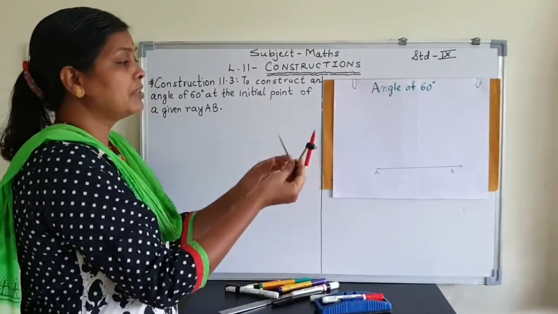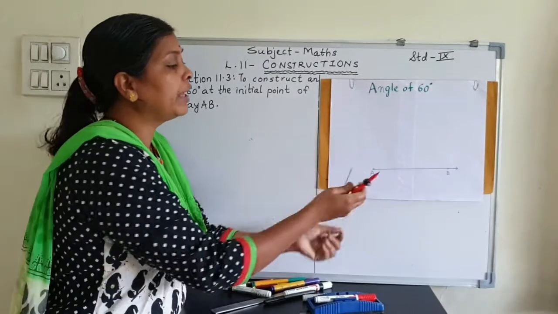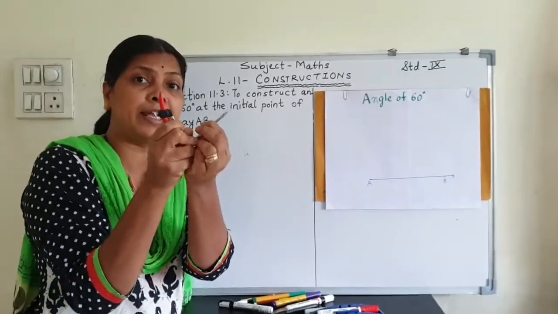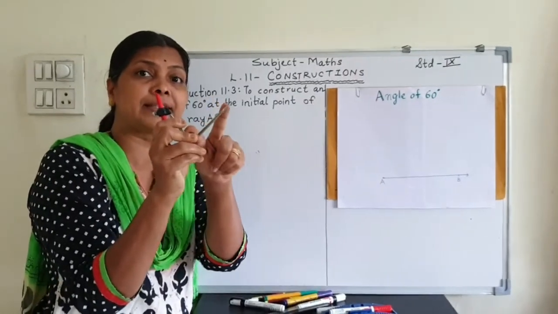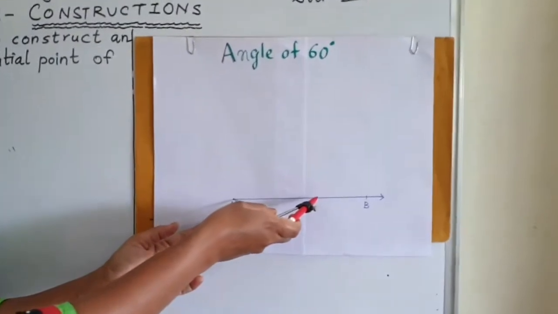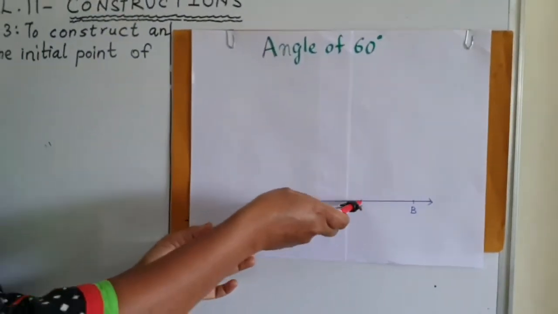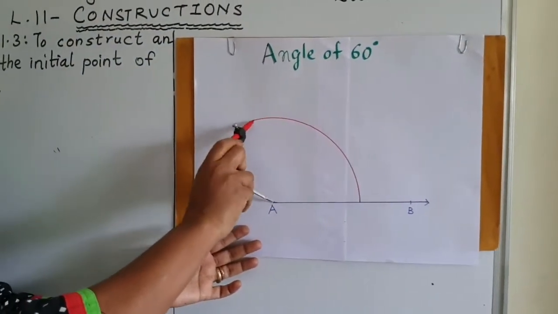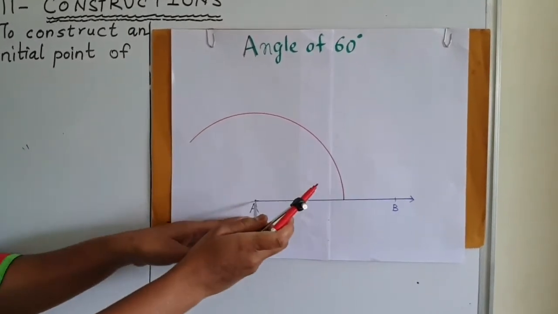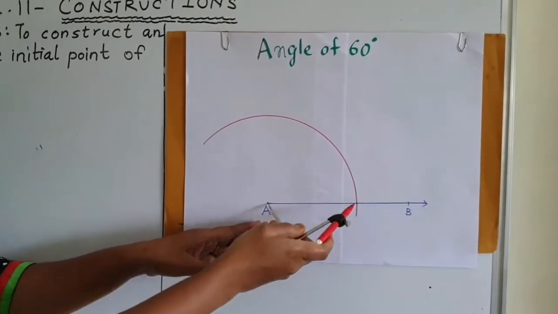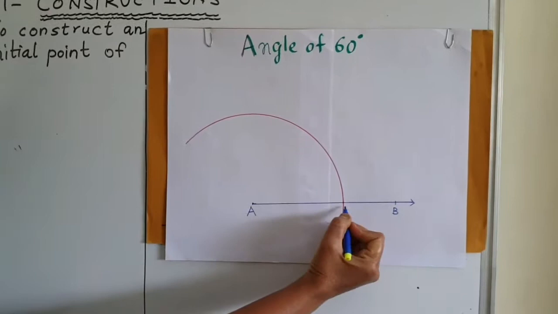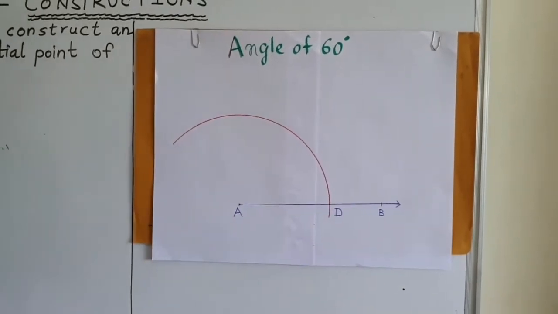Now, first thing we have to take any radius. I have taken this much radius in the compass, and with A as center, draw an arc. Now this arc is cutting the ray AB at point D. You can see here D.